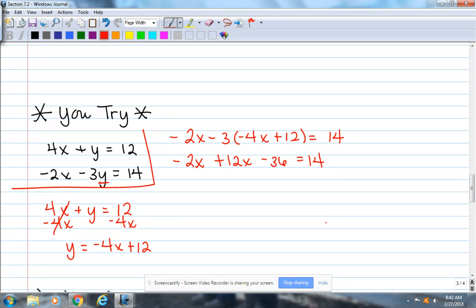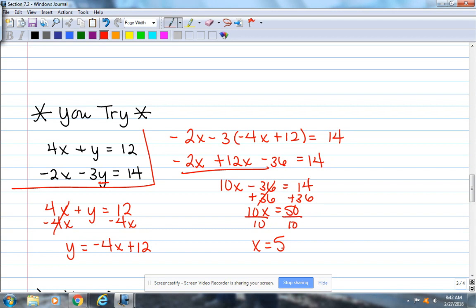These are like terms. So what's negative 2x plus 12x? 10x minus 36 equals 14. And then you did what? Add 36. What's 14 plus 36? 50. And then you divide by 10. And you got x equals what? Did everybody get x equals 5?